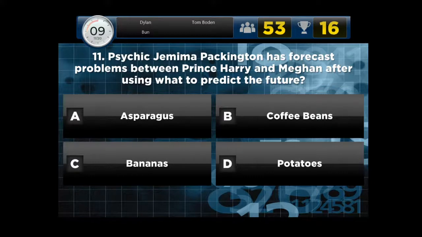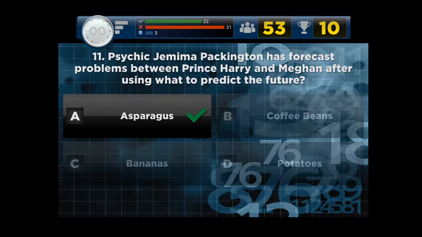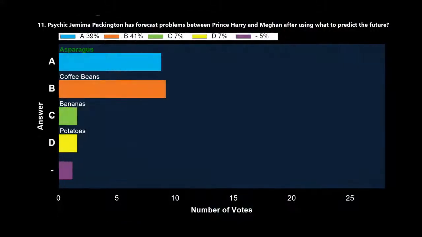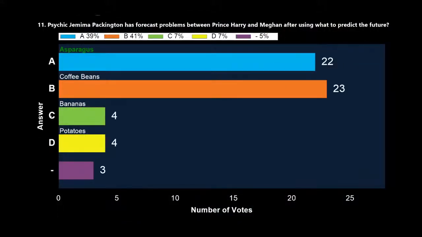10 seconds remain. So quickly get your answer in, or have we got everybody there? I think we've probably got 3 who can't play now. And the answer is asparagus. Let's take a look. And 22 going for asparagus, but 23 for coffee beans and 4 apiece for bananas and potatoes. Well, it takes all sorts.